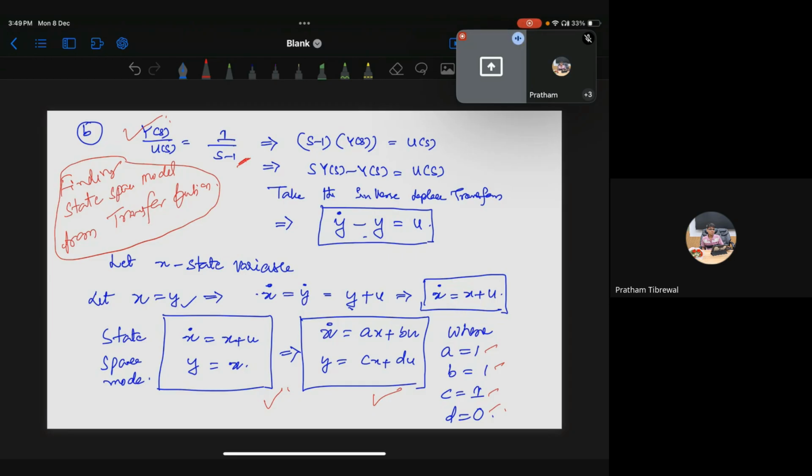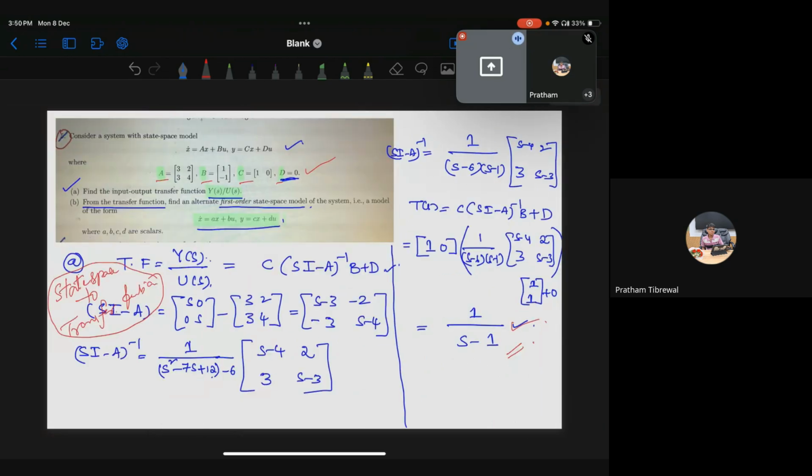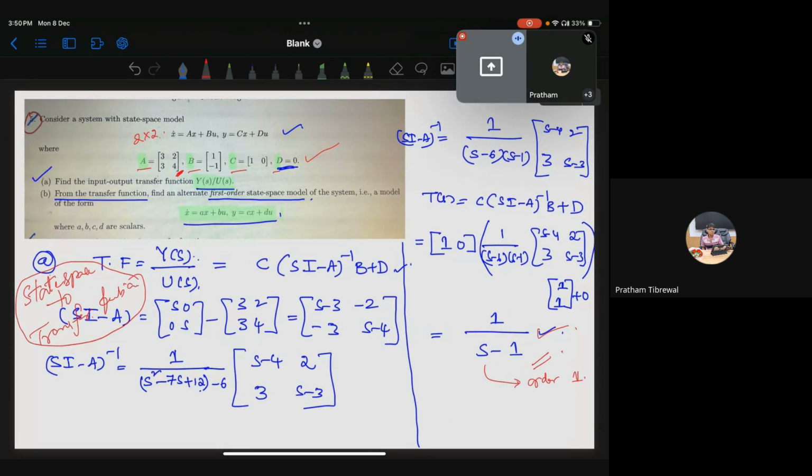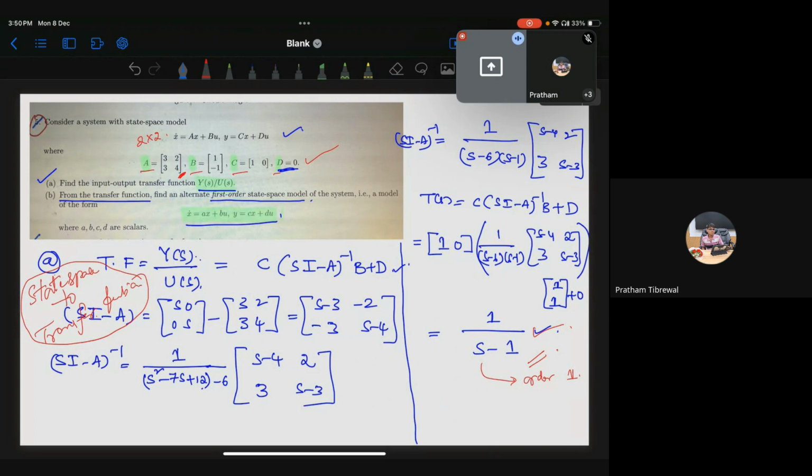Basically here the A matrix is 2 by 2, correct? But here what we are getting is order 1. It means that we are losing one order in these calculations. Actually here we are supposed to get 2, but here we are losing one order. So that's why the order is 1 here. Is this clear?